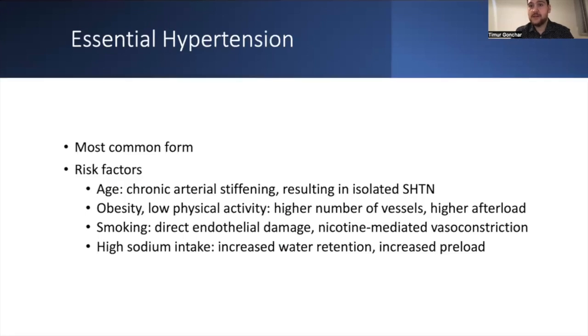For primary hypertension, even though we do not know the exact cause of this disease, we know some risk factors that contribute to the pathophysiology of this hypertension type. As in all cardiovascular diseases, we have modifiable and non-modifiable risk factors. The non-modifiable ones are obviously age, due to chronic arterial stiffening with elevated calcium deposition in our arteries, which will result in isolated systolic hypertension because basically the blood that is getting pumped from the aorta has to work against these stiffened arteries.